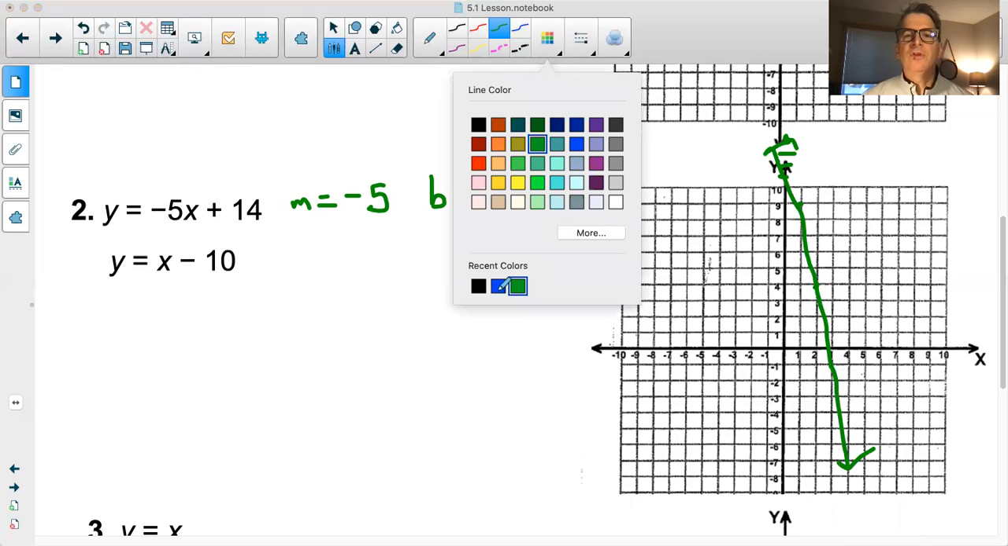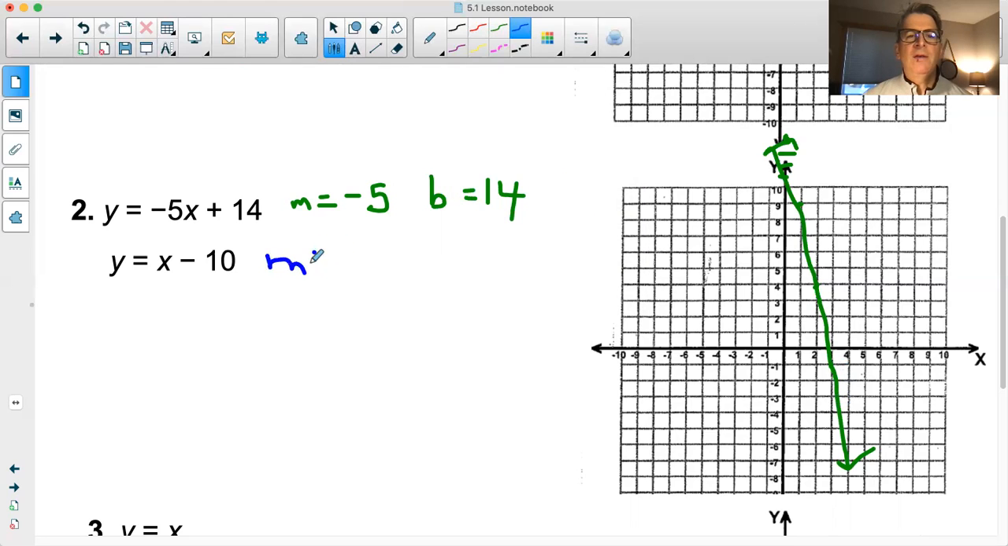Equation number 2. Let's switch colors here. Slope is 1. Intercept is negative 10. Okay, so let's go ahead and graph this. At negative 10 is where we're going to start, which is down here. Up 1 over 1. Up 1 over 1. That appears to be the intersection right there. And it looks to be 4, negative 6. 4, negative 6 is the intersection.